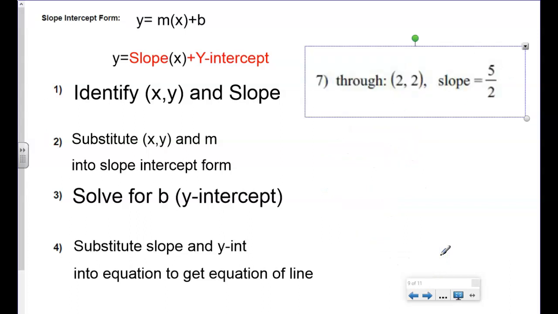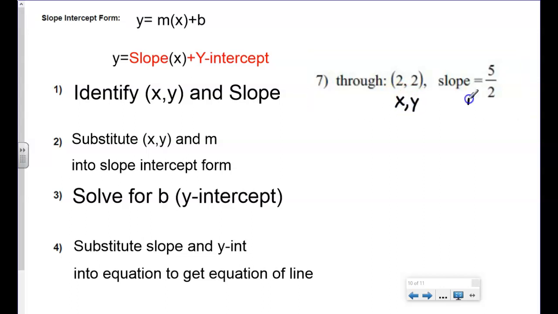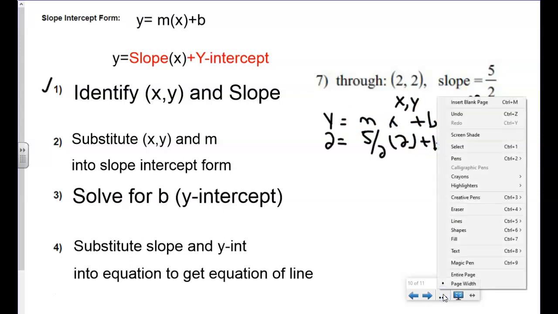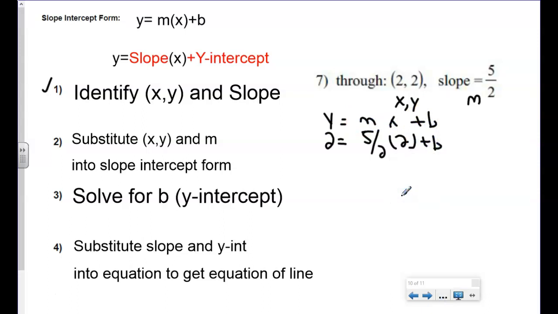So let's look at another example here. All right, same idea. Find x and y, and then that's m. All right, so we've done that first. Now we're just substituting the values in place of x and y and m. So we know that it's going to be 2 equals 5/2 times 2. y equals mx plus b, where b we don't know. Okay, so we've done that.